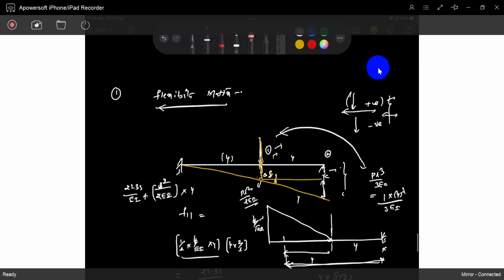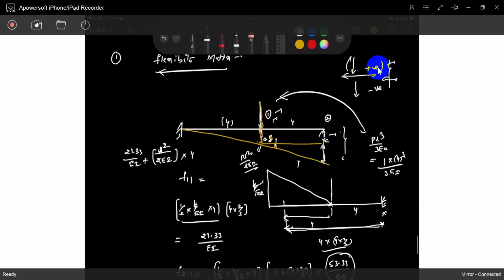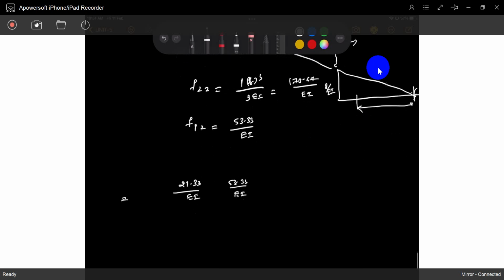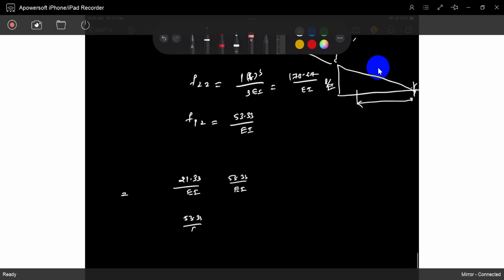You have taken downward as positive. Everything, downward is positive. Now you can write it down. So what is the flexibility matrix? 21.33 by EI, 53.33 by EI, 53.33 by EI, 170.67 by EI.